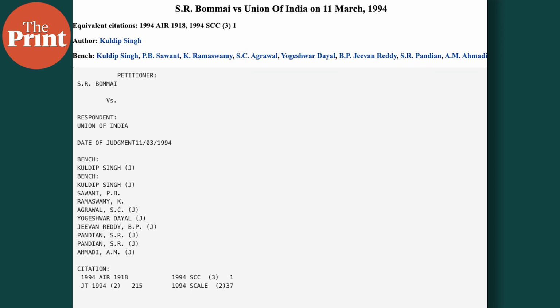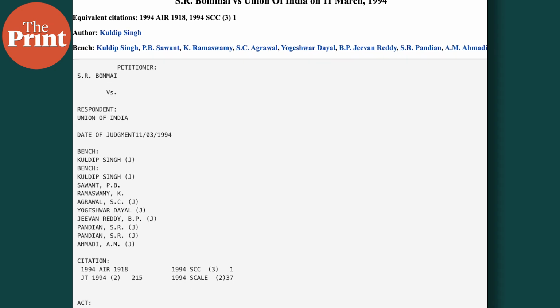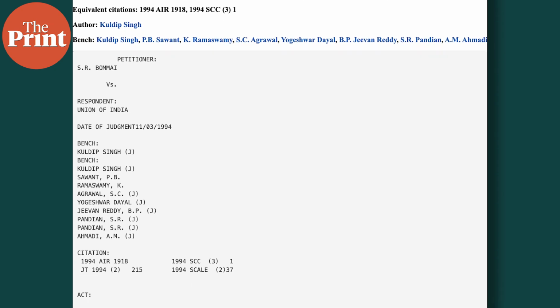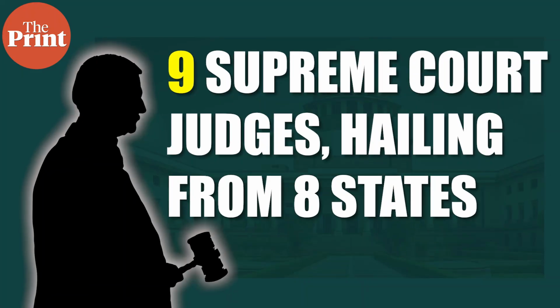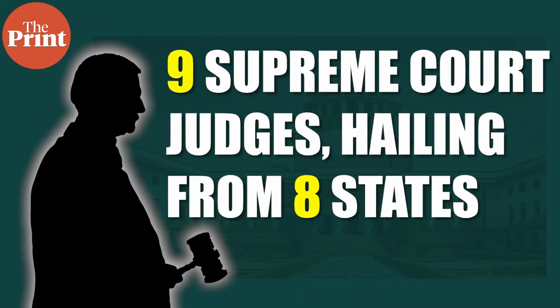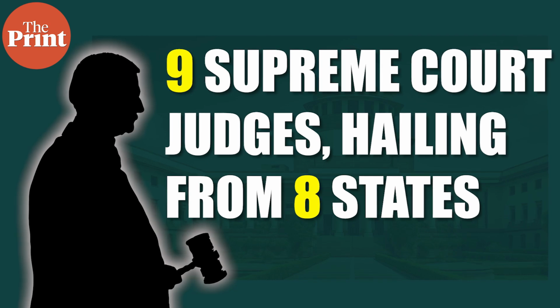Now, in 1994, in the landmark S.R. Bommai case, the Supreme Court observed that the powers under Article 356 are extraordinary and must be used sparingly. This judgment by 9 Supreme Court judges hailing from 8 different states put some very crucial limits on the union government's discretionary power.